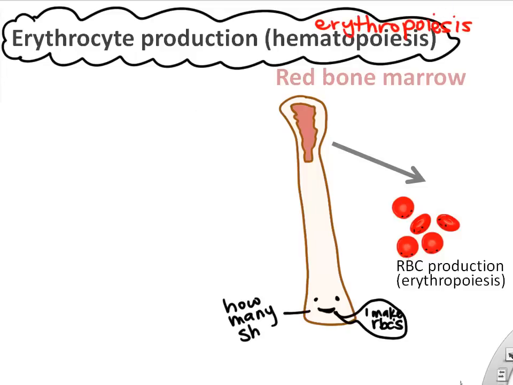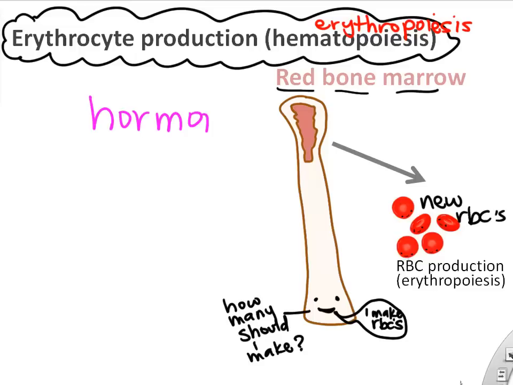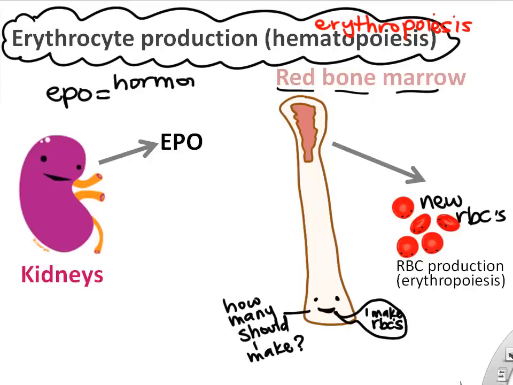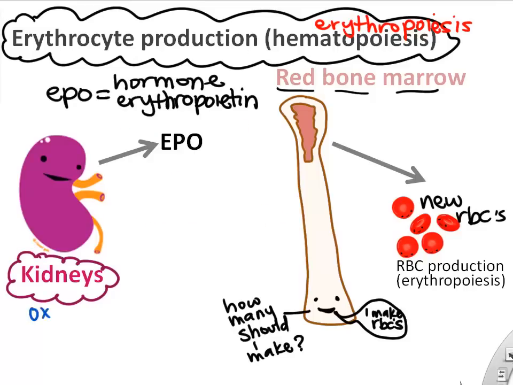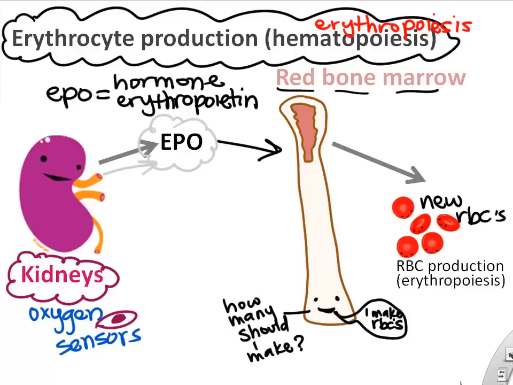And you might wonder, how many blood cells does my bone marrow need to make in terms of red blood cells? Well, we have a hormone which can tell those hematopoietic stem cells how much they should be making new red blood cells. And that hormone is called erythropoietin, or EPO. So the kidneys act as oxygen sensors and then produce erythropoietin, which targets the bone marrow.